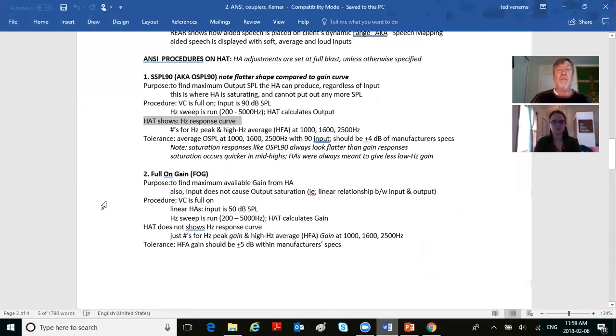Purpose is to find the maximum available gain in the hearing aid. The input no longer causes saturation, okay? Because your input went down. Your volume is still full on. Your settings are still full on. And the same frequency sweep. And the hearing aid does not.